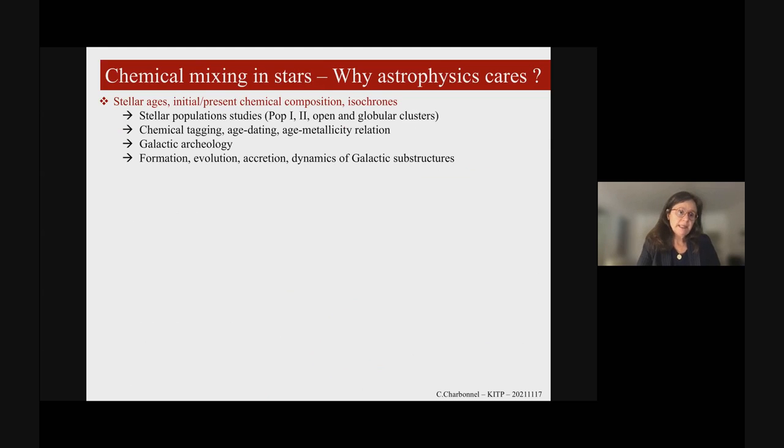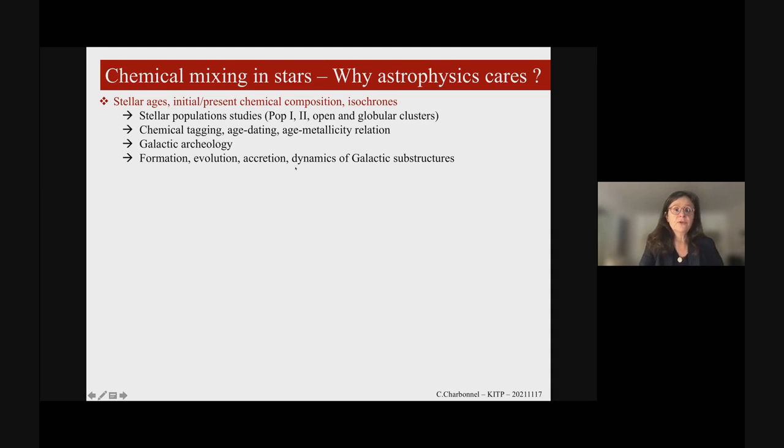So this is why we care as stellar physicists, but we also have to worry about why other astrophysicists care, people working on different topics. Of course, because of these changes, the ages we are going to determine for the stars, the variation of the initial composition versus the present chemical composition of the stars that we observe, and the isochrones that we are going to produce are going to change. And this has a huge number of consequences.